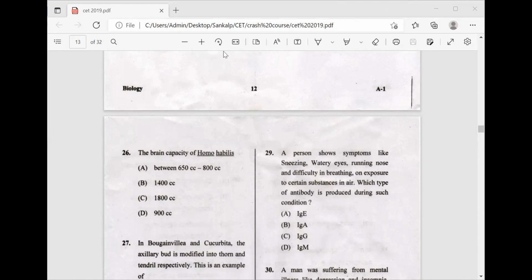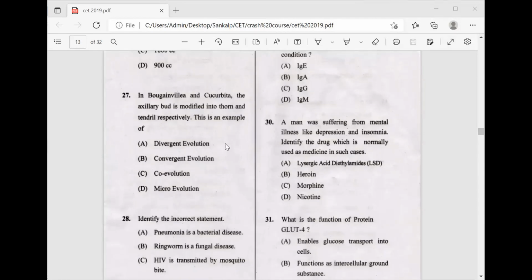So here, Bhairish said option A, Vani KS said option A, Janvi said option A, Navya said option A. Okay. Tasmia said option A. The right answer for 29th question is option A, that is immunoglobulin E.